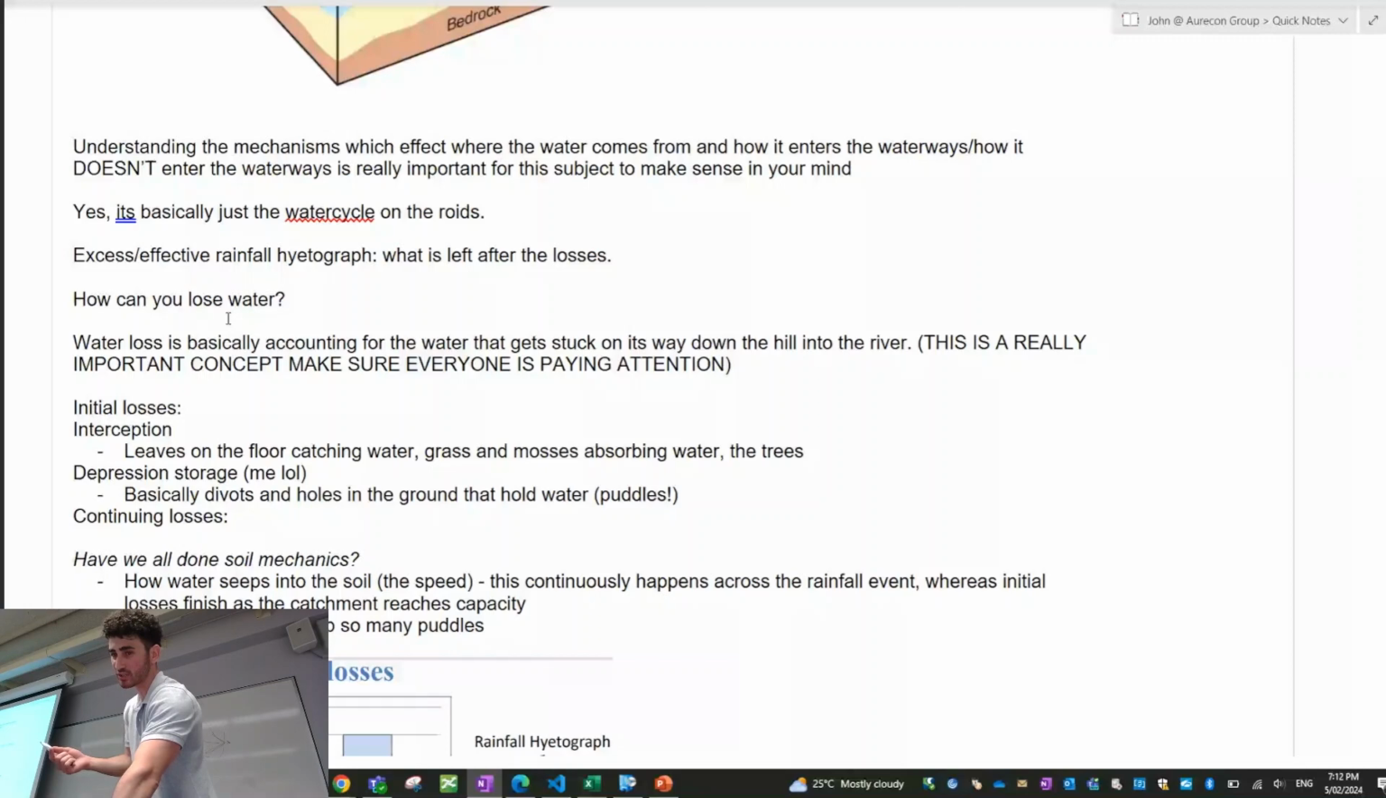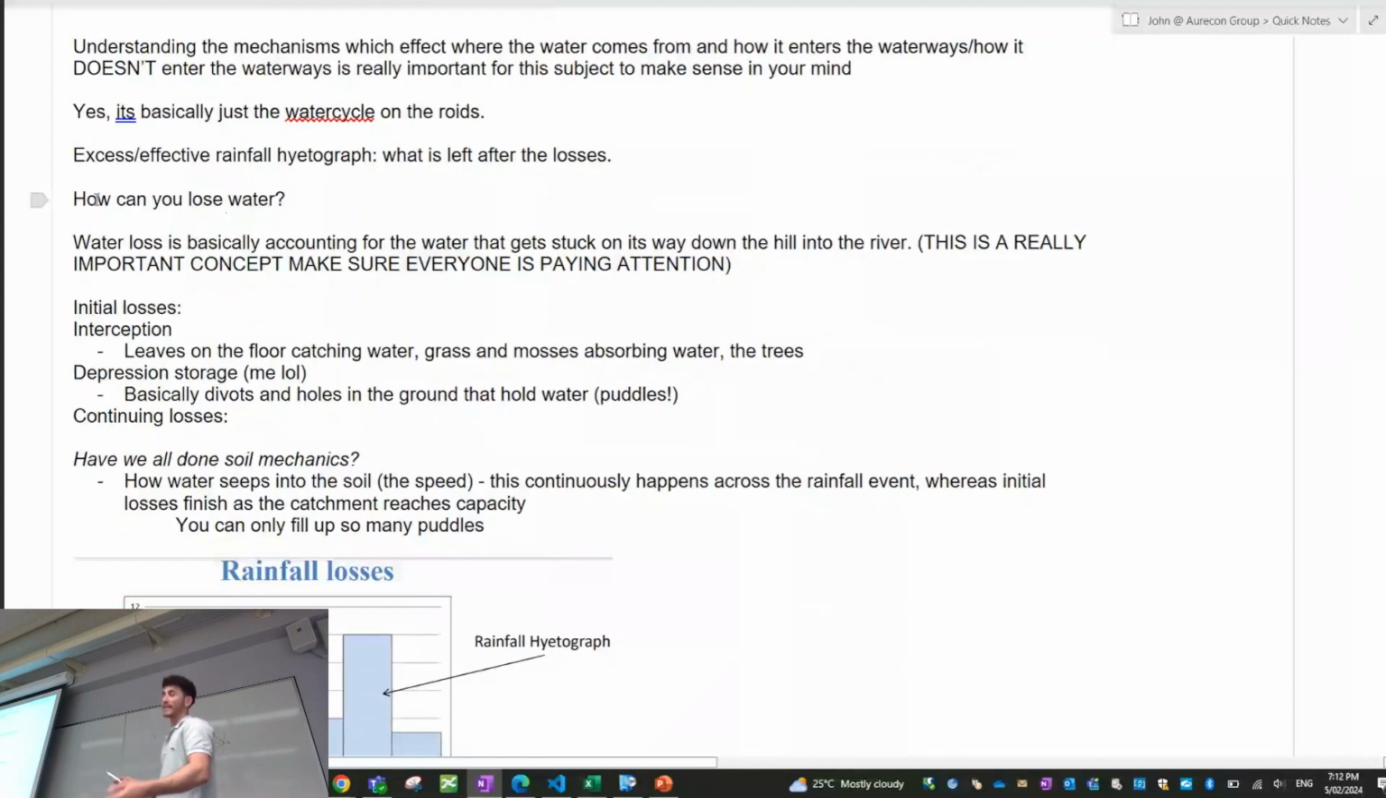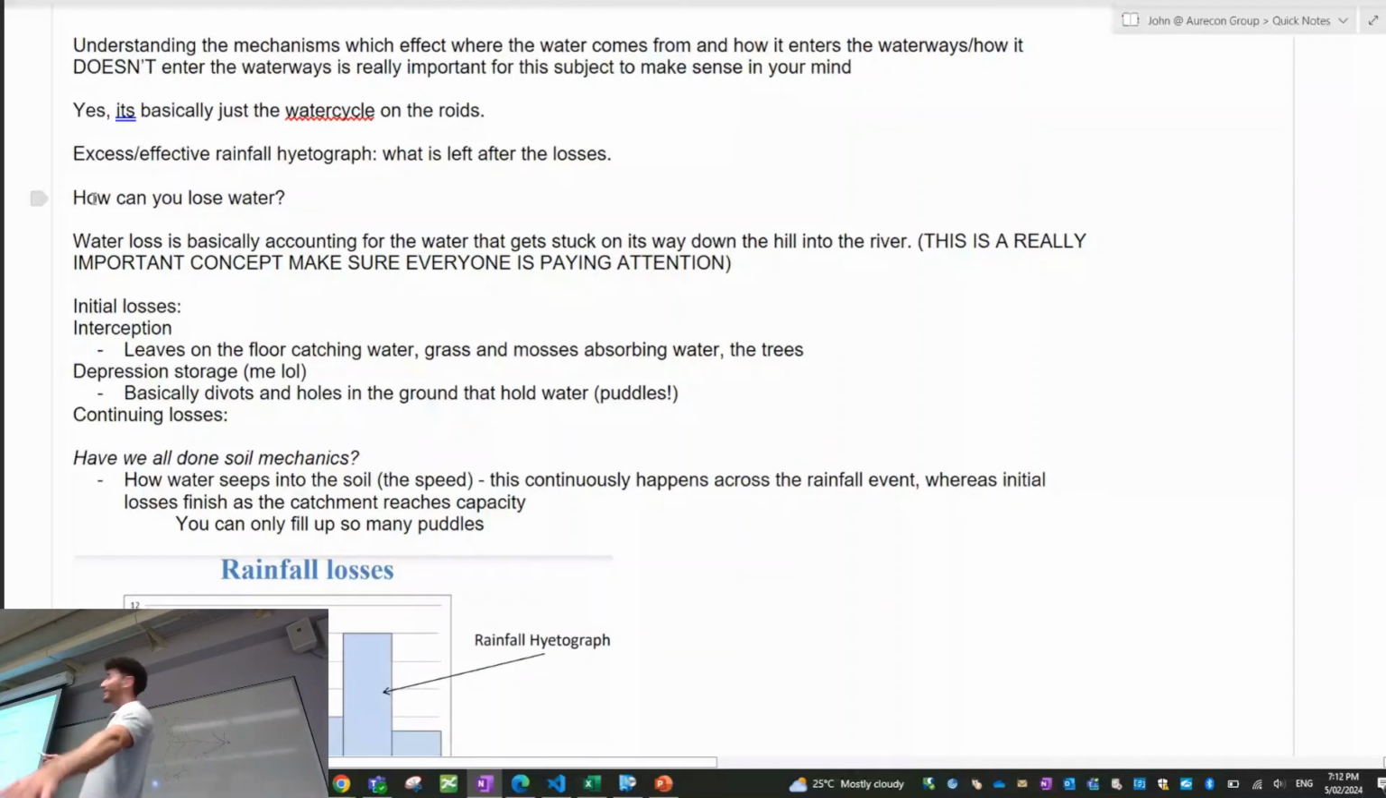So those things are called losses, which I'm going to get to now. How can you lose water? So water loss is basically accounting for the water that gets stuck on its way down the hill into the river. Now, this is a really important concept, and make sure everyone is paying attention, because it took me a really long time to understand how this works, because no one really dumbed it down for me. But basically, as water's falling through a catchment, it gets stuck along the way.